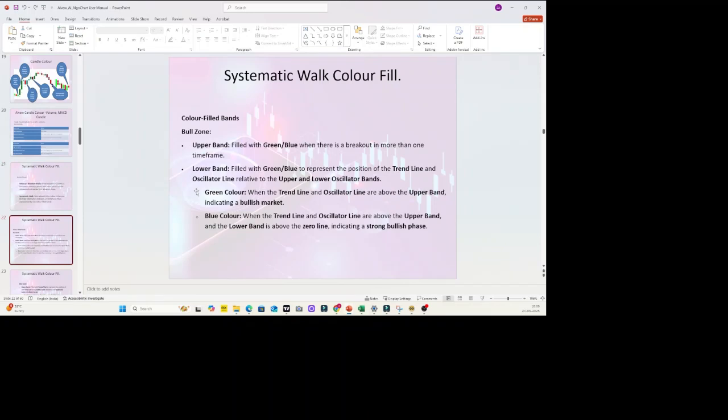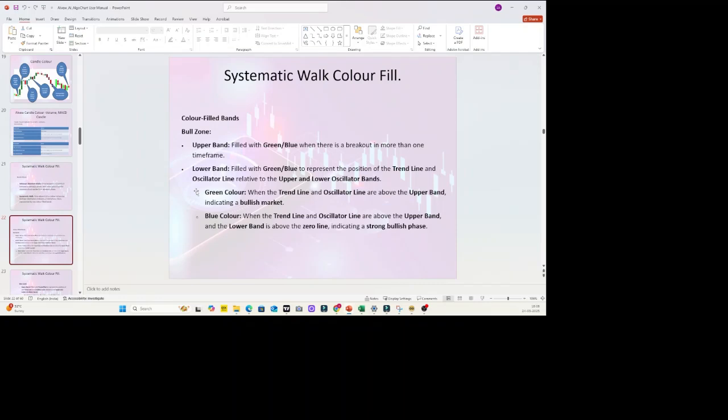So, color fill bands. In a bull zone, we see the upper band filled with green or blue when there is a breakout in more than one time frame. We have seen that we say there is a breakout when line 3 is crossed, or we say that the price is at level 4. And when this is happening in multiple time frames, suppose we are looking at the 1 minute chart and this is also in at least 2 or 3 time frames, then you will start to see some kind of color filling.